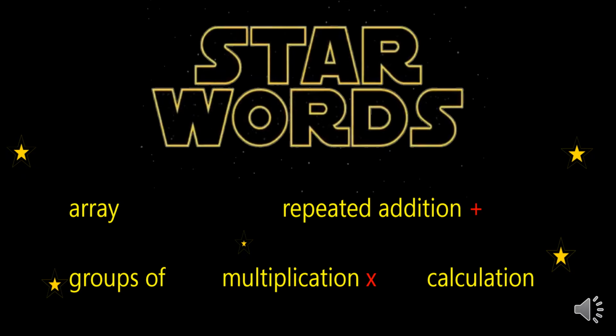Our star words for today are array, which we're going to find out a little bit more about later on, repeated addition, which we learnt a lot about in yesterday's session, the phrase groups of, which we've been learning a lot about lately. This helps us with multiplication, which is our next star word, and the word calculation, as multiplication is a calculation, and this is the one we're focusing on today.